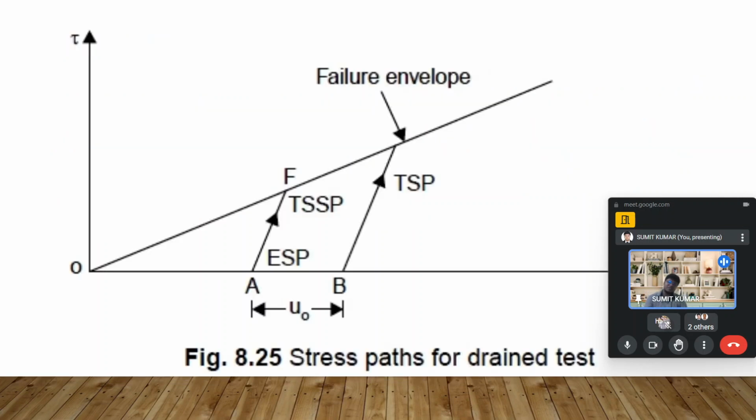So over here you can see the effective stress path, total stress path, and TSSP, the total stress minus the static pore water pressure. All three cases are represented, and from this graph you easily get the idea that TSP minus ESP is nothing but the pore water pressure. The difference of pore water pressure creates the changes between those two terms.